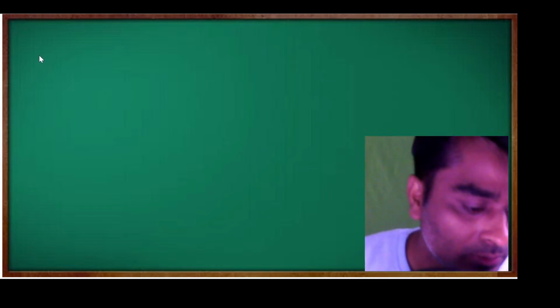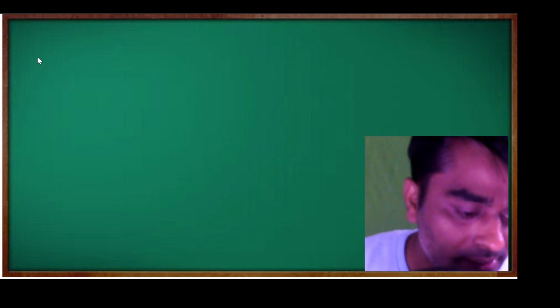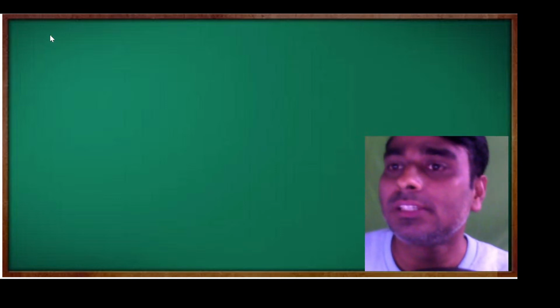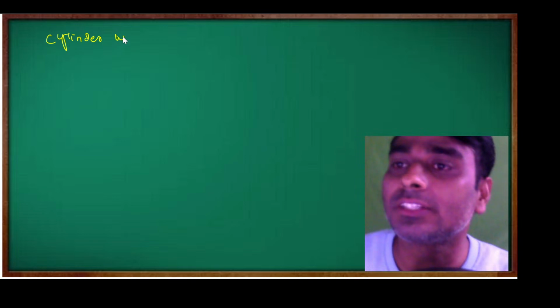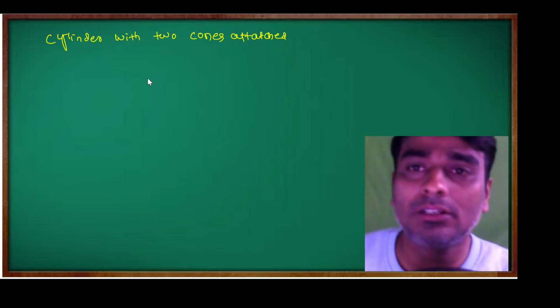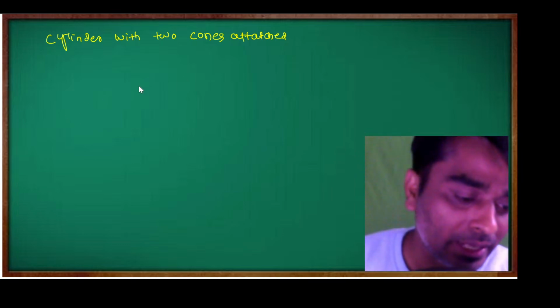So the question is, a student was asked to make a model shaped like a cylinder with two cones attached. This is the model which was asked to a student to make.